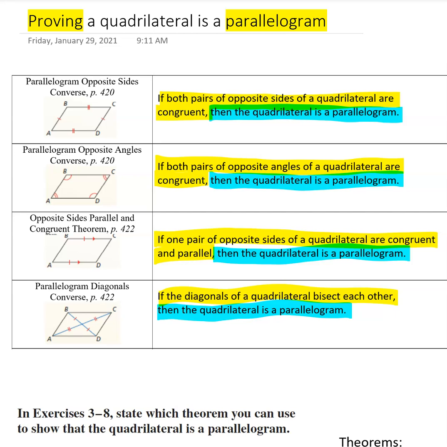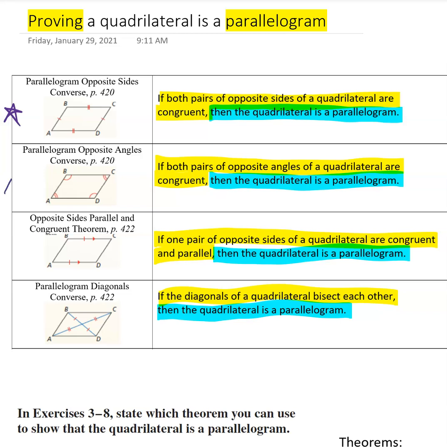We can do that using these four theorems. The first one says, if both pairs of opposite sides of the quadrilateral are congruent, then the quadrilateral is a parallelogram. So if I show you a shape and you know that BC is congruent to AD, and you know that AB is congruent to CD, then you know that shape is a parallelogram.